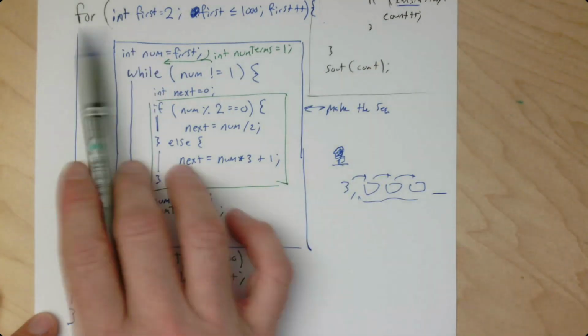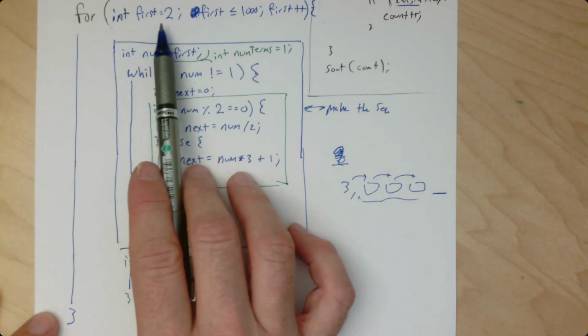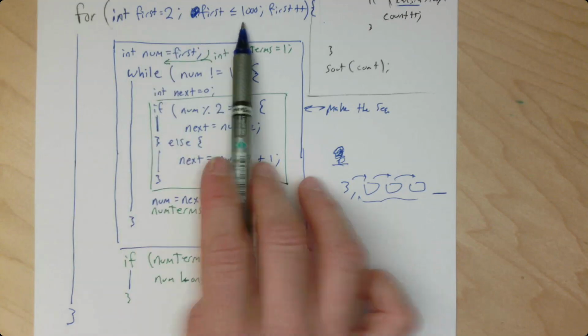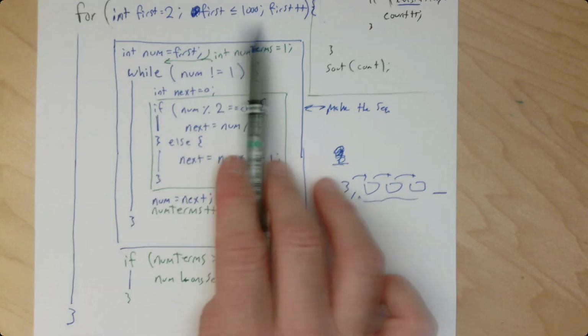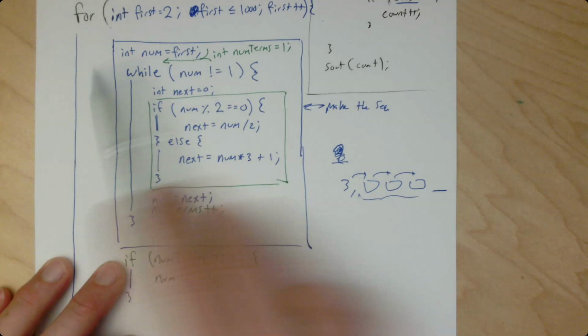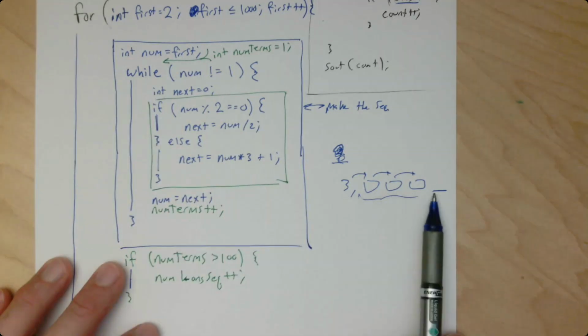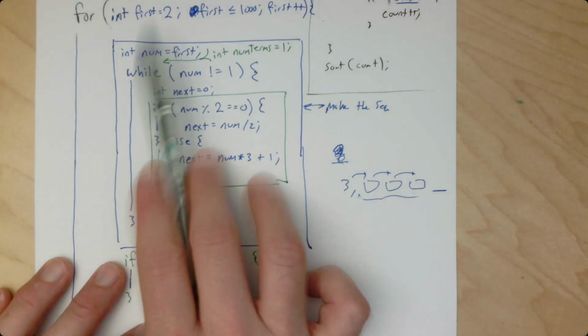I use this for loop to loop through all the possible starting numbers that could begin a sequence, so numbers starting at 2 going up to 1,000. And then for each starting number, this box has a loop that will generate all of the numbers in the sequence that start with that first value.